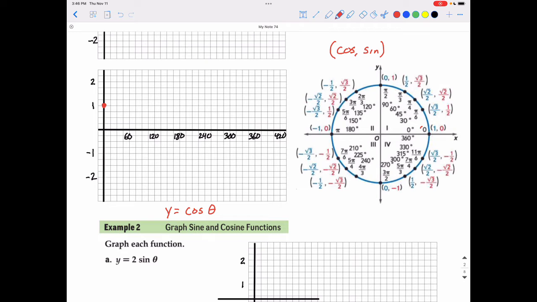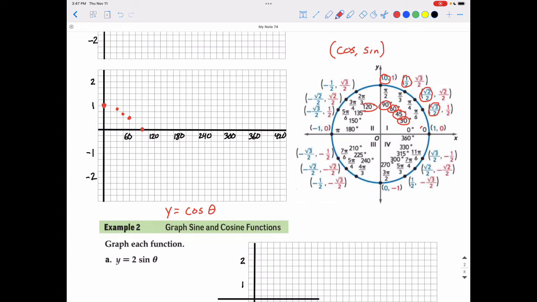And then the next special degree measure is 30. The cosine of 30 is the square root of 3 over 2, which is approximately 0.86. So square root of 3 over 2 is approximately right here. 45 is the next degree angle looking at the unit circle. It is the square root of 2 over 2, which is approximately 0.7. So 45, 0.7 is about right here. 60 degrees would be 1/2, so it's easy enough to graph, so 60 would be about 0.5. And then we have 90 degrees. The cosine of 90 degrees is 0. So 90 degrees, 0 is right here.